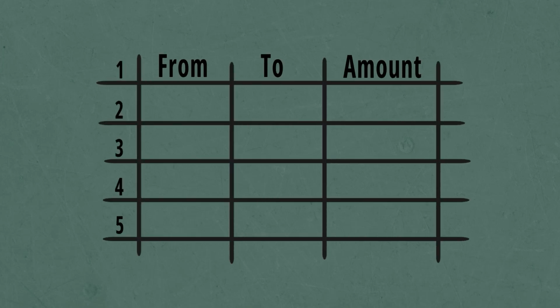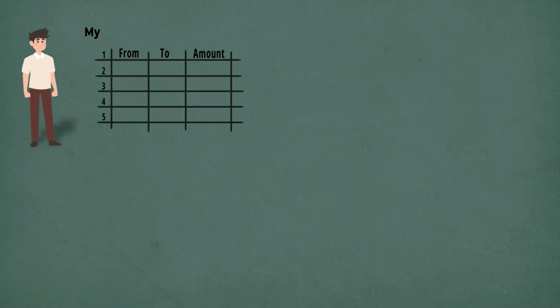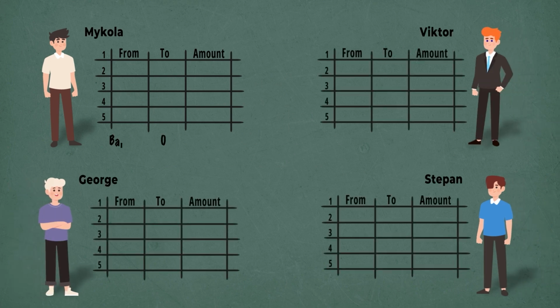Let's start with a simple example of how blockchain works. We will consider using blockchain technology in the Bitcoin system. A blockchain is just a table where transactions are recorded. Let's imagine that there are 4 users in our system: Mykola, Stefan, Victor, and George. Each of them has a table in which he records all the transactions that have taken place.